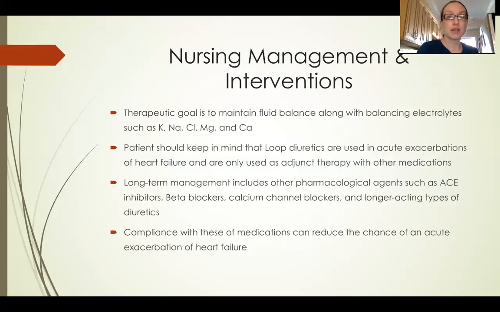They should keep in mind that loop diuretics are used in acute exacerbation and are only used as adjunct therapy with other medications. So if they're not being compliant with their medications, such as beta blockers and ACE inhibitors, they're going to have these acute exacerbations, and they're going to need to take loop diuretics to help out with the exacerbation. But if they would take that in combination with their other medications, they may not have these acute episodes. So long-term management includes ACE inhibitors, beta blockers, calcium channel blockers, and longer acting types of diuretics like thiazide diuretics.